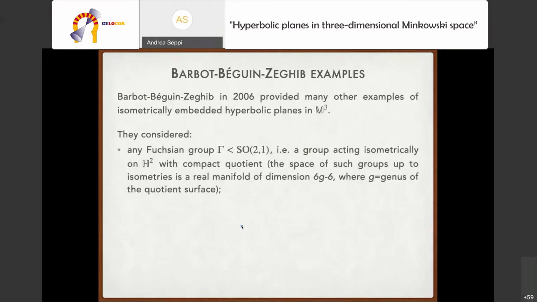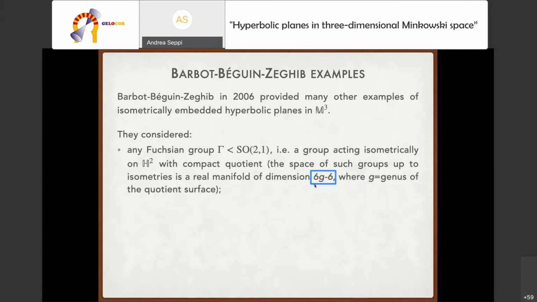Basically, they considered a Fuchsian group in SO(2,1). So here I'm considering SO(2,1) as the isometry group, the group of linear isometries of Minkowski space. They consider a Fuchsian group, meaning a group that acts on H2, let's say on the hyperboloid, by isometries with compact quotient. And there are many such groups. Basically, they are parametrized up to conjugation by the Teichmüller space, which is a real manifold of dimension 6G minus 6, where G is the genus of the quotient surface.